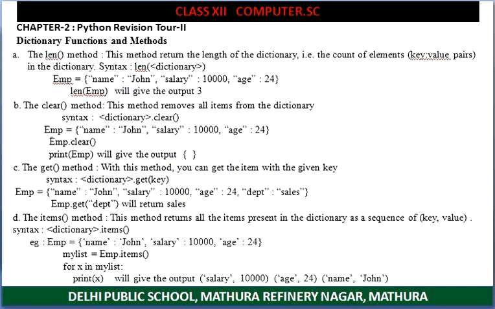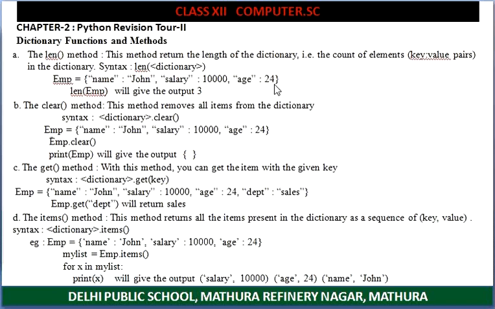First function is len function. This method returns the length of the dictionary, that is, it counts the number of elements in a dictionary. It will count how many key value pairs are there. So here EMP is a dictionary and it contains three pairs: name John, salary 10,000, age 24. So len of the dictionary will give the output 3.